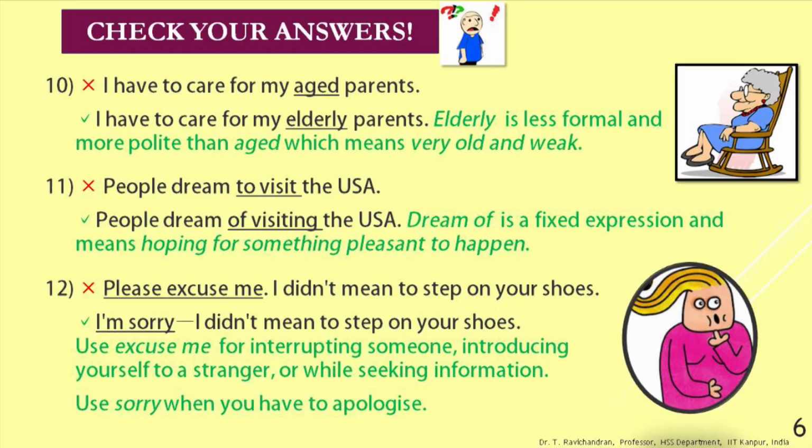10th one, the wrong form is I have to care for my aged parents. The correct form is I have to care for my elderly parents. Elderly is less formal and more polite than aged, which means very old and weak. So, aged indicates age with the associated negativity of becoming old and weak, but elderly gives some dignity and it sounds decent also. So, try to use elderly instead of saying aged.